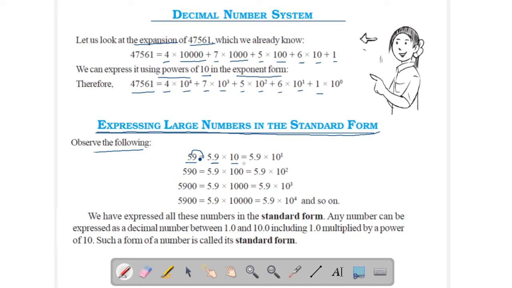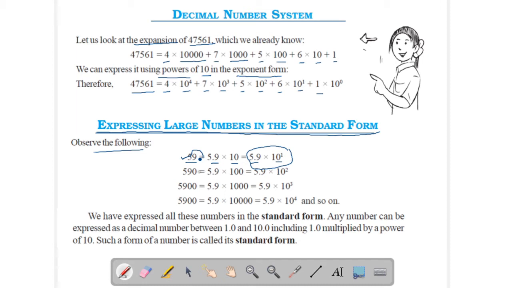Therefore 59 can be written as 5.9 into 10, and in exponential form this can be written as 5.9 into 10 raised to power 1, because here there is only one zero in 10. This number, 5.9 into 10 raised to power 1, is called standard form, and 59 is called usual form.